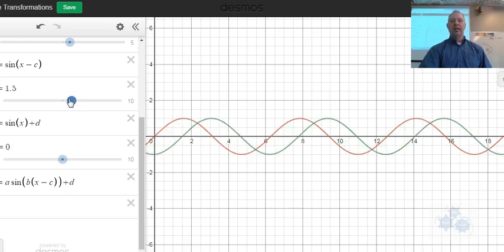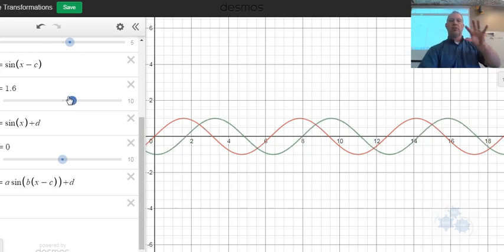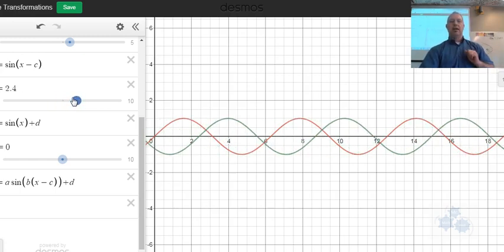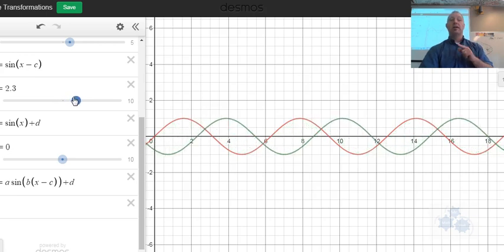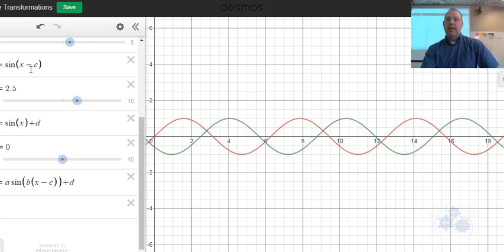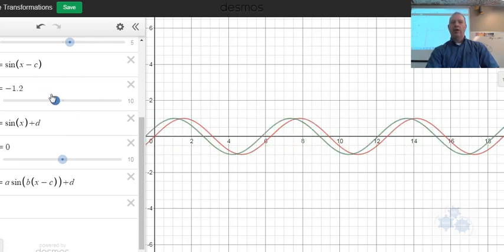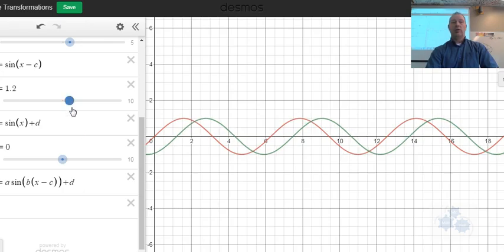If you move C, that moves the graph left or right? Left or right? Now, if C is positive, so here's, where's 0? There's 0. If C is a positive value, it moves it to the right. But here's what's important. It actually shows up in the equation as a minus C. So it's sine of X minus 2.5. Actually moves that graph 2.5 units to the right. Okay? So you'll get the hang of it. But yeah, C is a horizontal translation or a horizontal shift.